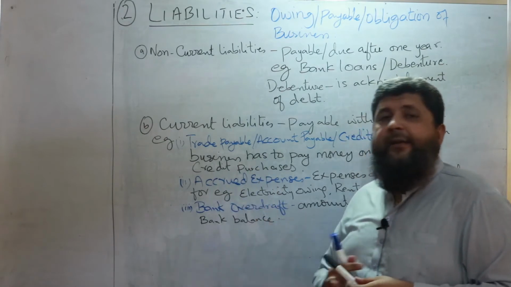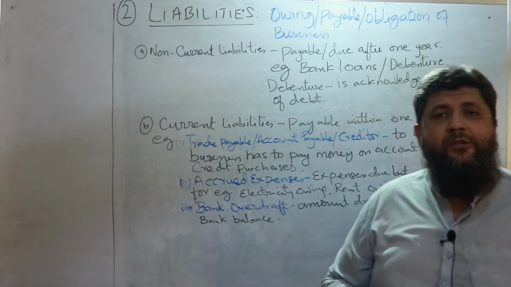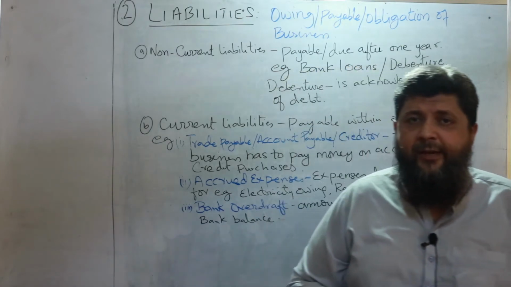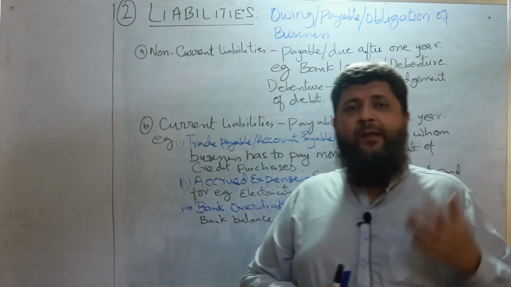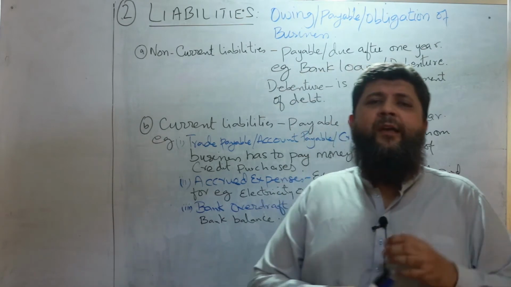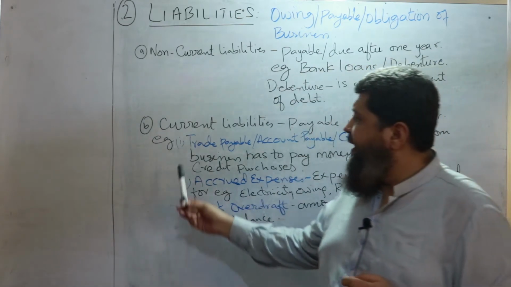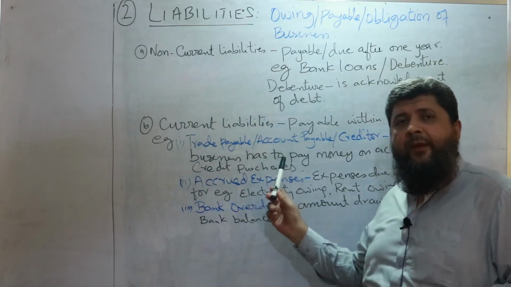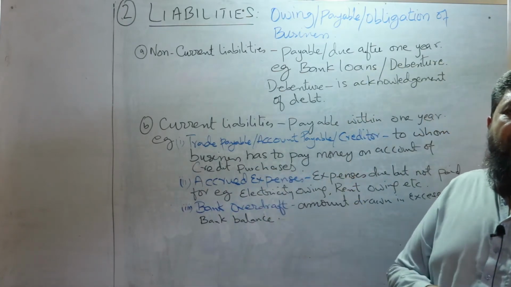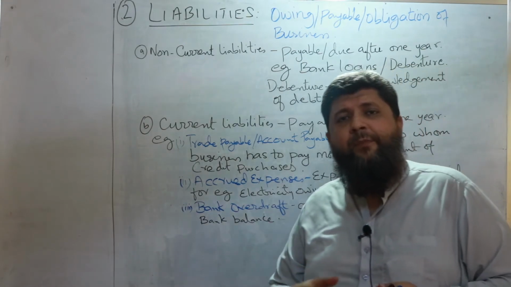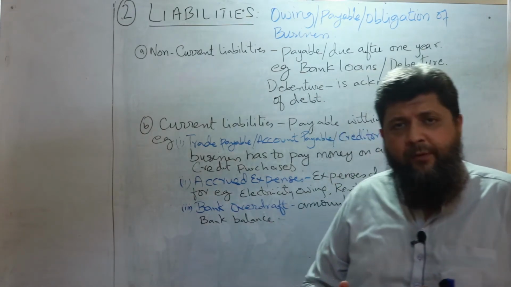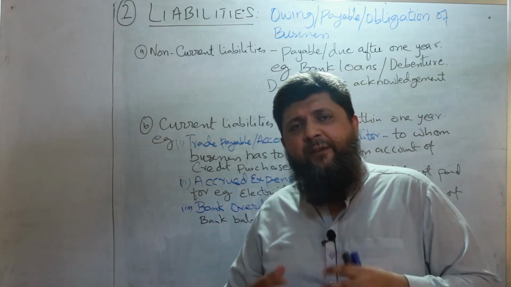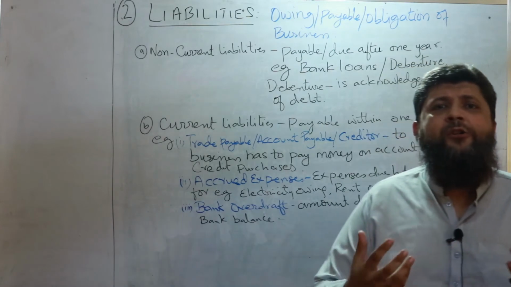Current liabilities are payables or obligations of the business that are to be paid by business within a period of 12 months. Any amount that is payable by business within a period of 12 months is a current liability. Examples of current liabilities are: number 1, trade payable. Another name of trade payable is account payable. Another name is creditor. Trade payable means that we have to pay someone because we have bought goods on credit.